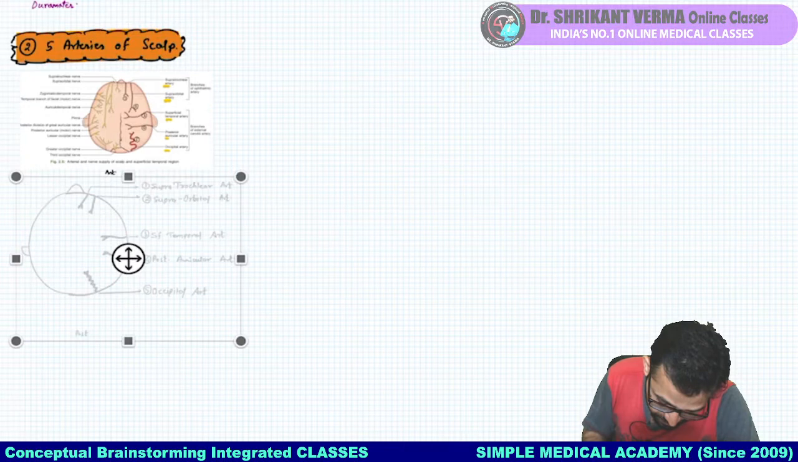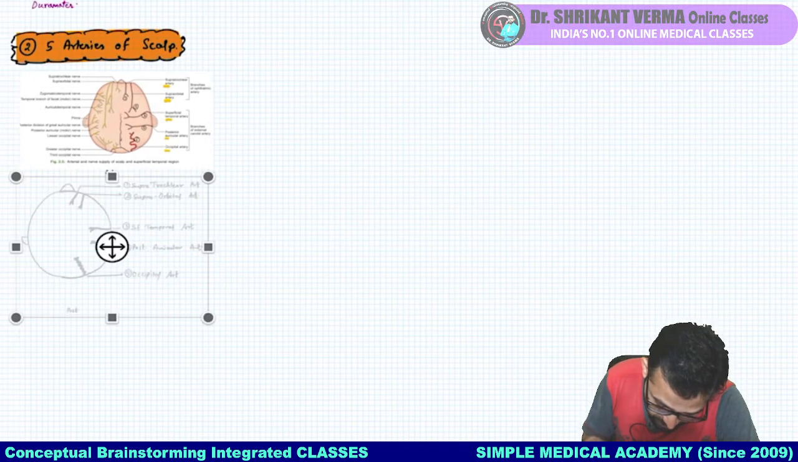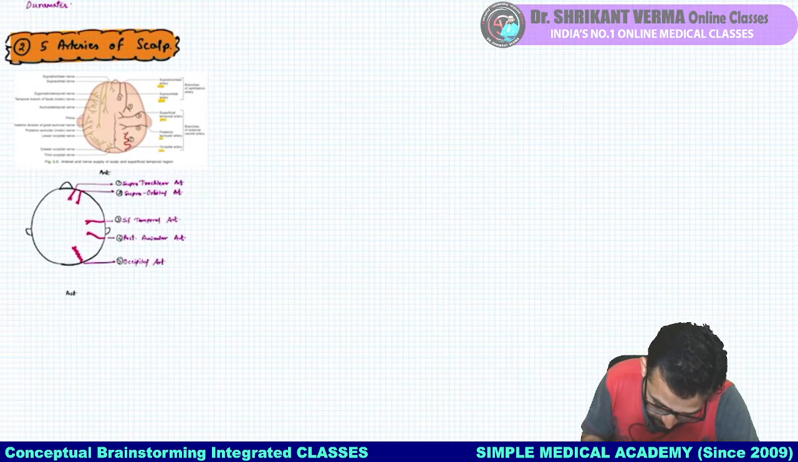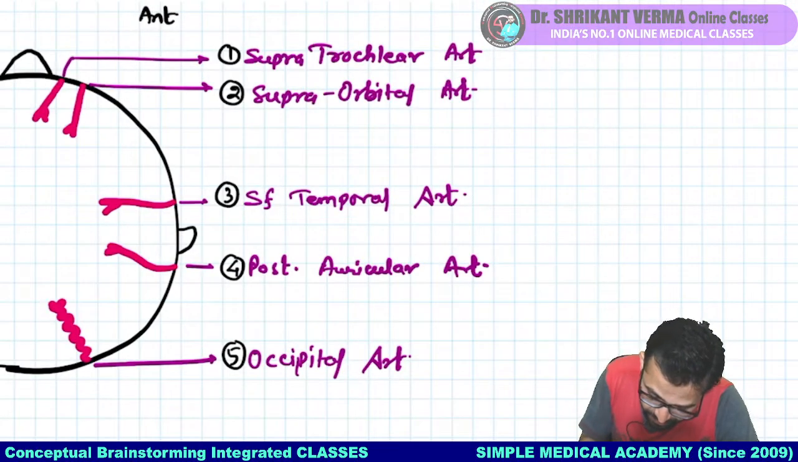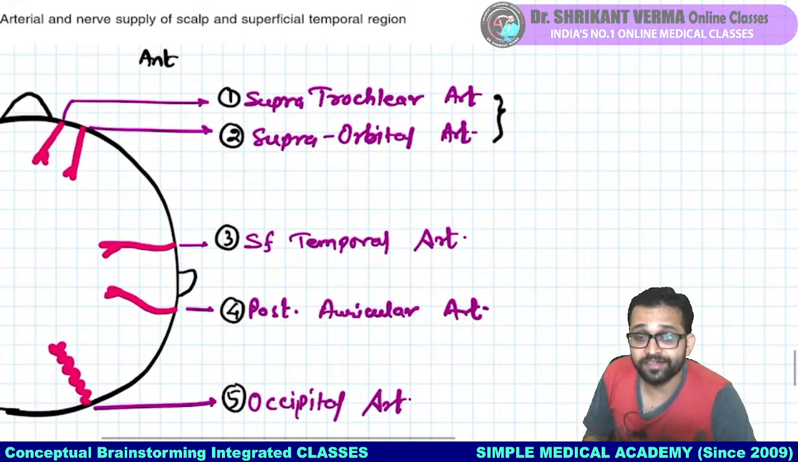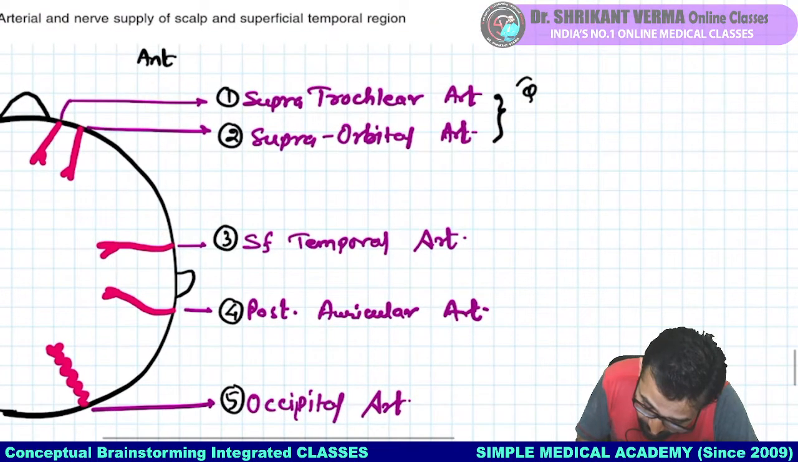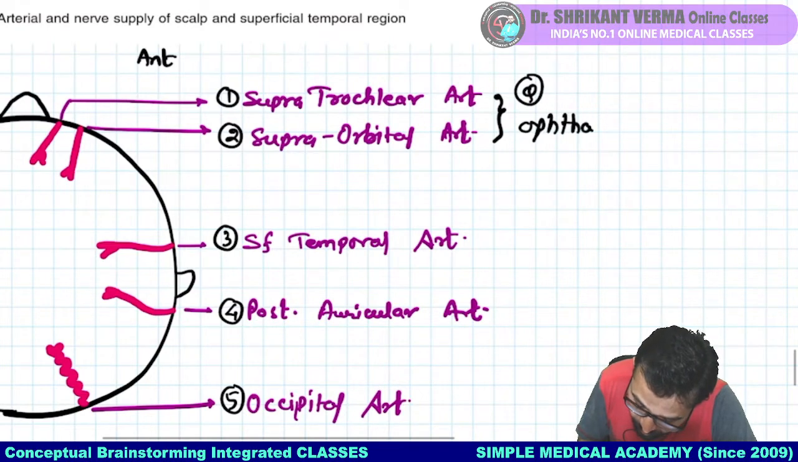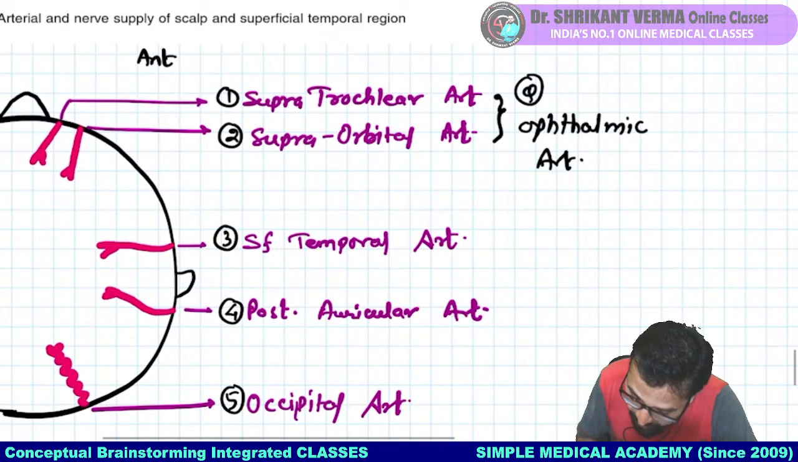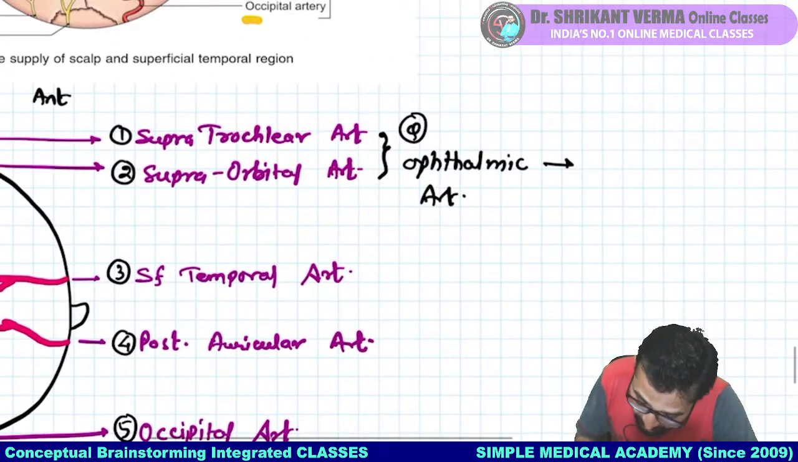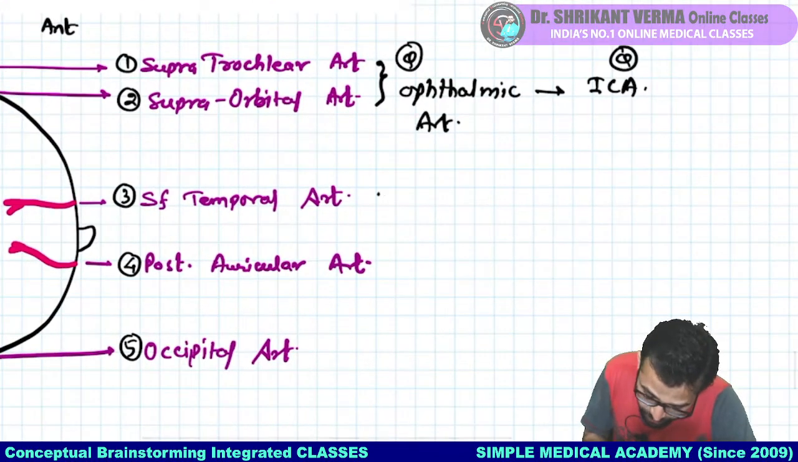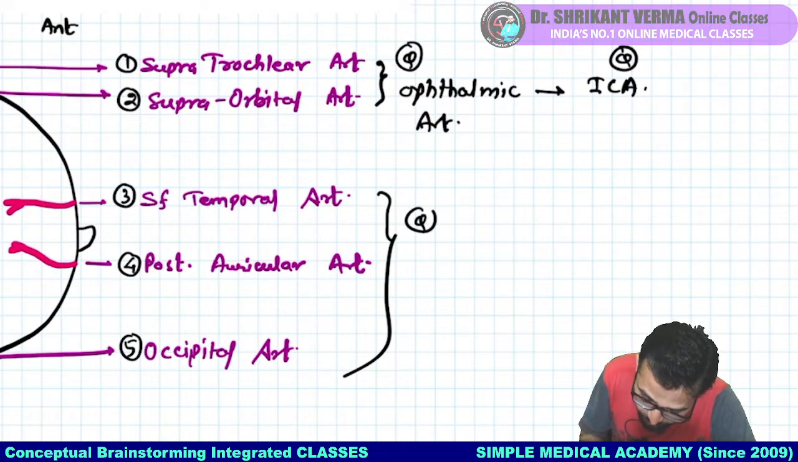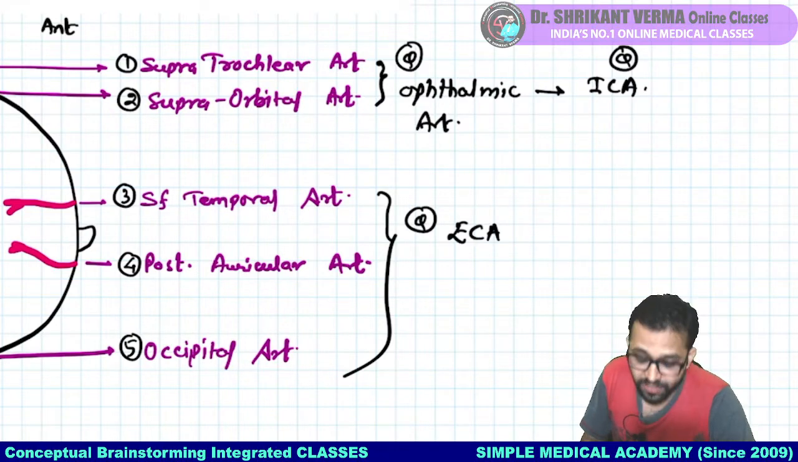See here, what are the different MCQs which are asked? The supratrochlear and supraorbital arteries are branches from the ophthalmic artery, MCQ. And this ophthalmic artery is a branch from the internal carotid artery, MCQ. Fine. Later I will teach you, these 3 arteries are branches from the external carotid artery.